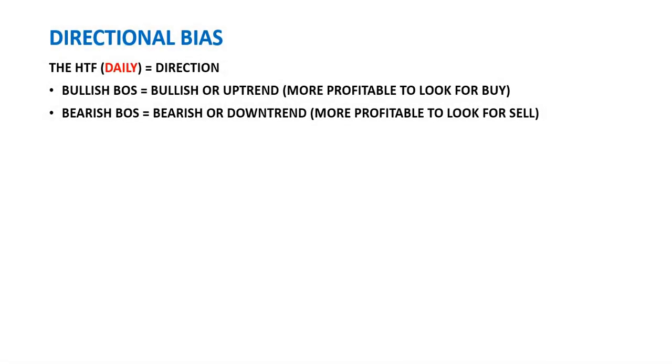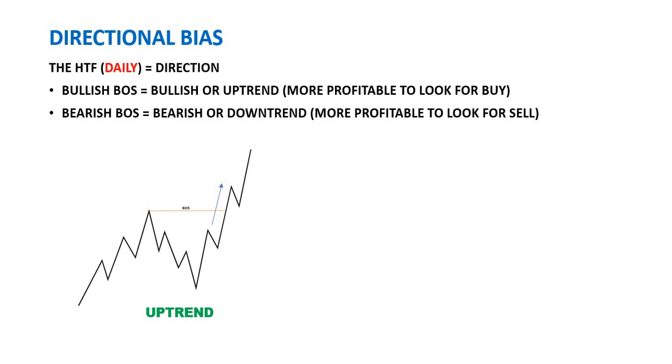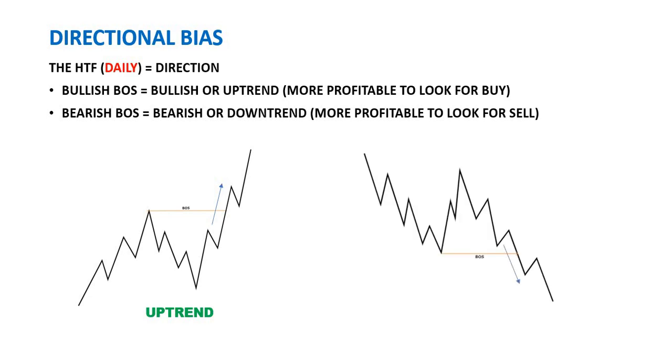The higher time frame is used to determine the direction of the market, whether it is bullish or bearish or in a consolidation. On the higher time frame, you look for the most recent break of structure. If it is bullish, then we may conclude that the higher time frame is in an uptrend. But if it is bearish, we may conclude that the higher time frame is in a downtrend.